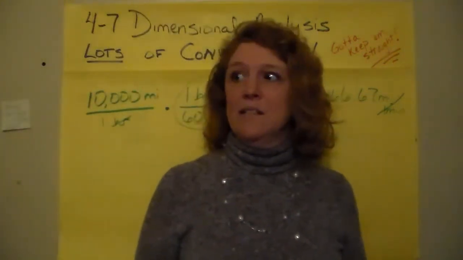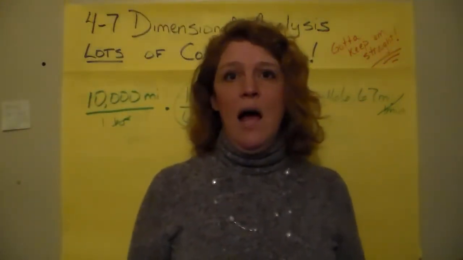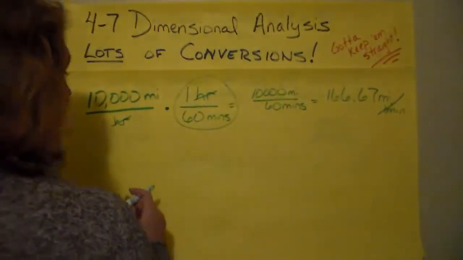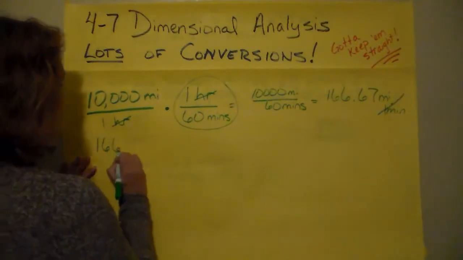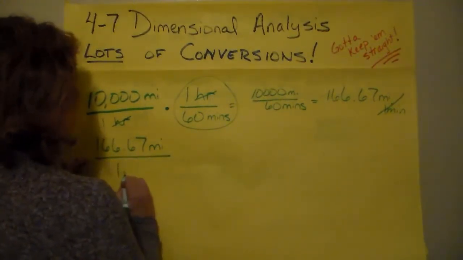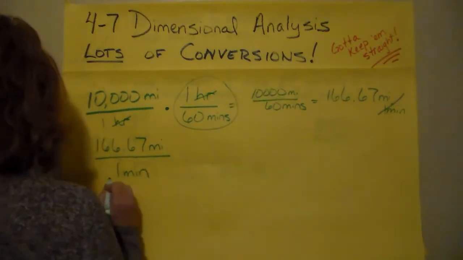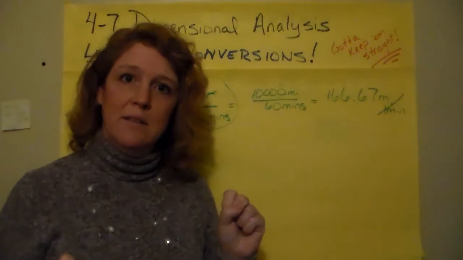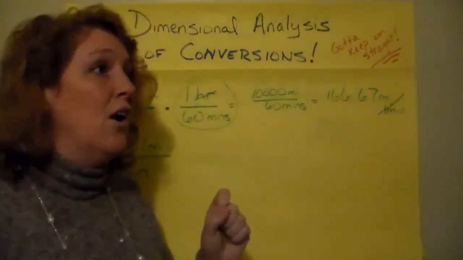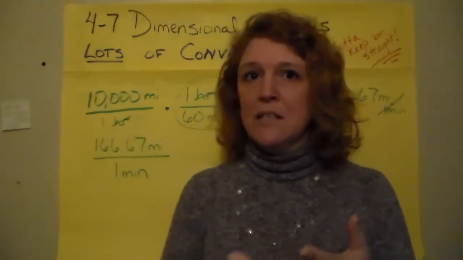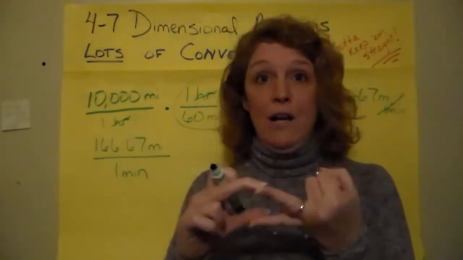What if it says, now, how many miles per second is that? Well, okay, let's see. I got 166.67 miles in 1 minute, and I want to change that to miles per second. Well, how many seconds are in a minute? Because that's what I have to change. There are 60 seconds in a minute, and I need to make that fraction.